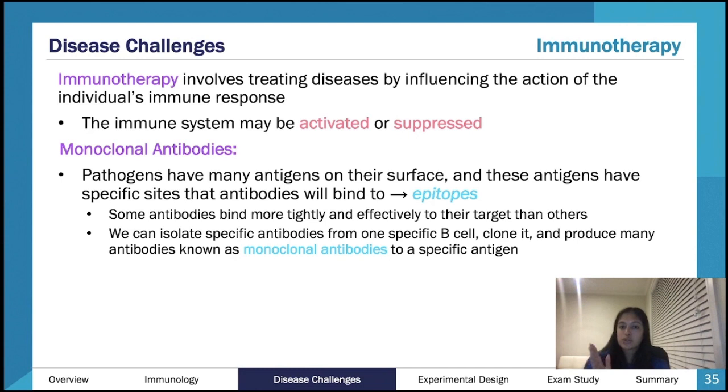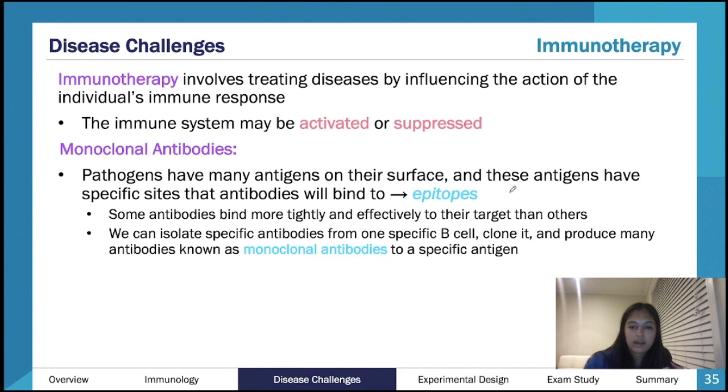So the idea of epitopes here: we have antibodies, and they're obviously specific to antigens. Antigens themselves have little parts of them. So maybe I'll see if I can draw this out.